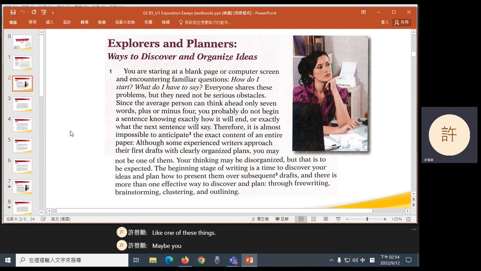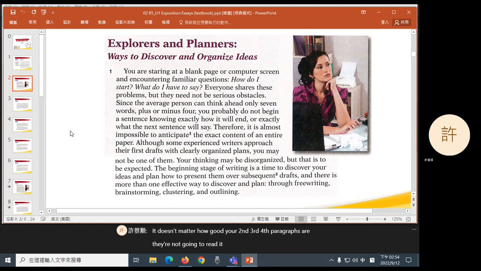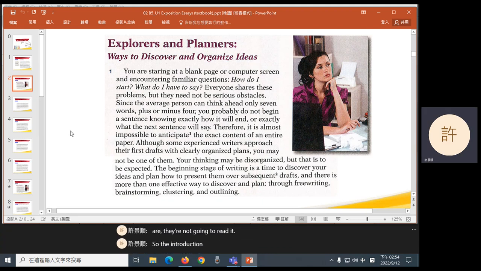Maybe you will point out some part of your topic that could be interesting, or maybe you can point out some way of looking at this topic that could be useful. But in some way, build a connection with your reader. If your reader doesn't want to read your essay and they stop after the first paragraph, it doesn't matter how good your second, third, fourth paragraphs are, they're not going to read it. So the introduction builds a connection with your reader, and you should also let your reader understand what is in your essay, or let them kind of be able to guess or predict what your essay will actually talk about.